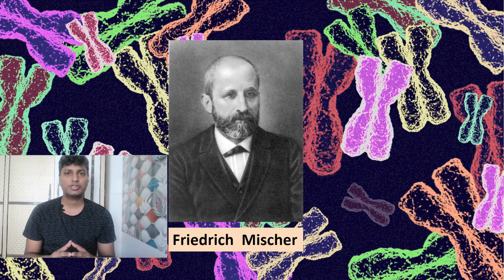Dear students, Friedrich Mischer had discovered a particular substance which was found in the nucleus of the WBCs of pus cells. Now Friedrich Mischer had named such a substance as nuclein, and later on it was found that this particular substance called as nuclein had acidic properties, and that's why it was given the name nucleic acids. So today, dear students, we all know that there are two types of nucleic acids. One is DNA and the other is RNA. DNA stands for deoxyribonucleic acid, whereas RNA stands for ribonucleic acid.